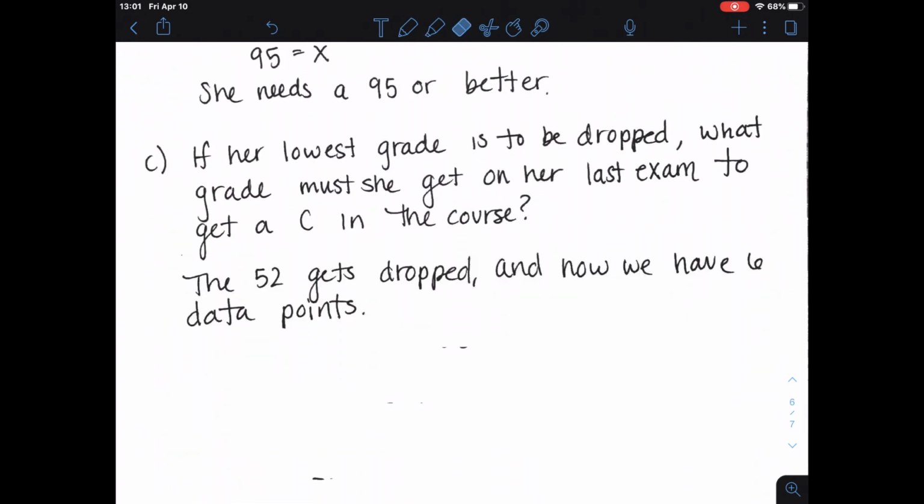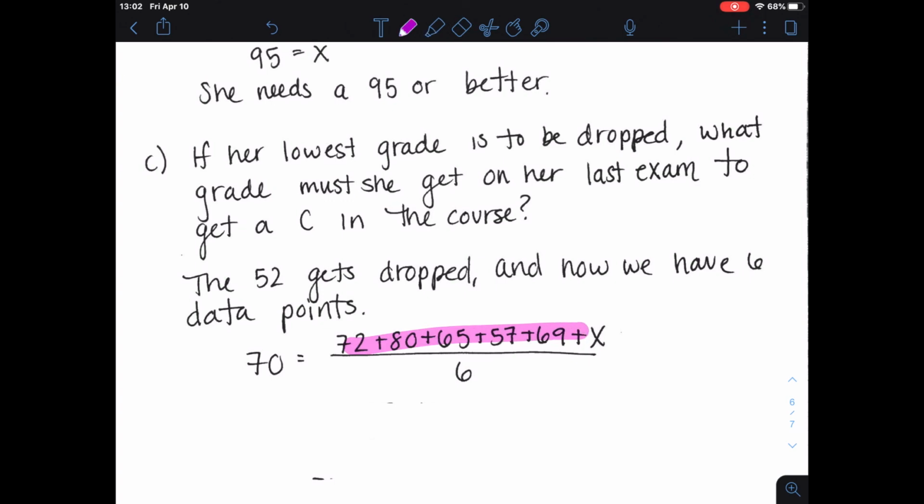So the 52 is going to get dropped, and now you have 7 tests originally. You're no longer counting the 52. You have 6 data points. So 70 is still what she needs as an average, but now I'm ignoring that 52, and we're going to have the second, third, fourth, fifth, sixth, and seventh tests to be added. So I really only have 6 tests that are calculated in my average. So when you sum all of these up, you're going to get 343.